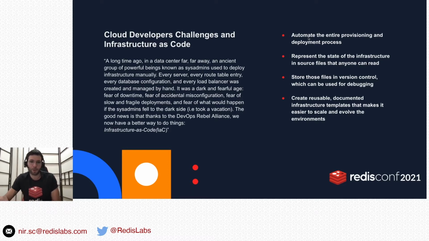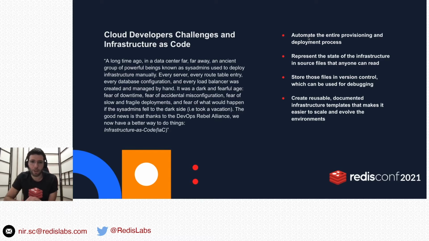And that was a problem. Thankfully, DevOps came into the world, and with it, infrastructure as code. Maybe it was vice versa, I don't really know. But infrastructure as code basically automates the entire provisioning and deployment process, and it represents your infrastructure in a code file, which anyone can read and immediately understand what you have in your environment, what's the state of everything.